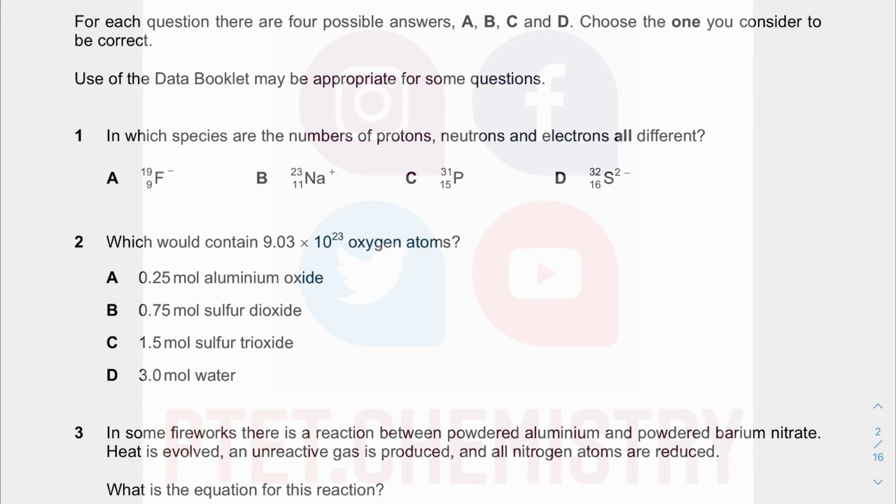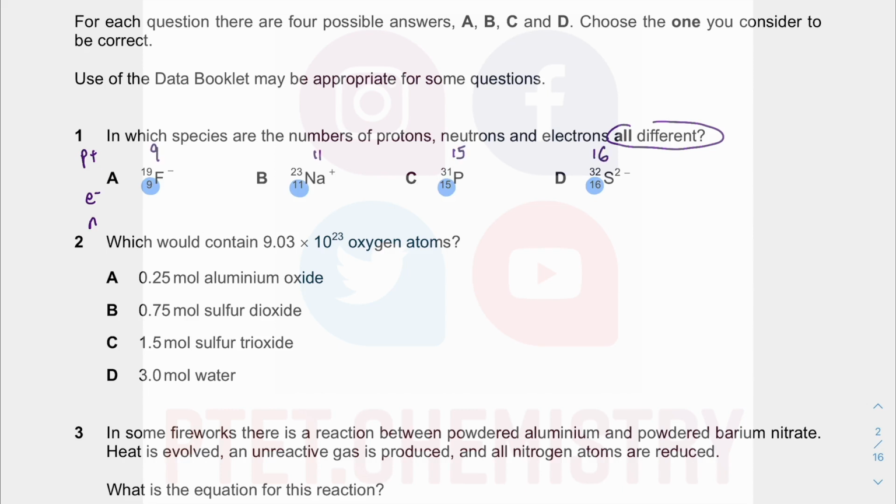So in this first question, in which species are the number of protons, neutrons, and electrons all different? What I would do is start by having this proton, electrons, and neutron imaginary table without needing to use a ruler. You will notice that the number of protons, as I've put in blue dots there, is 9, 11, 15, and 16.